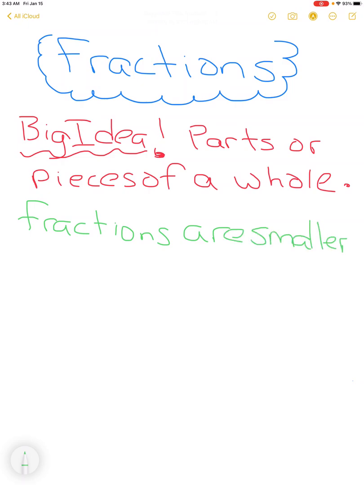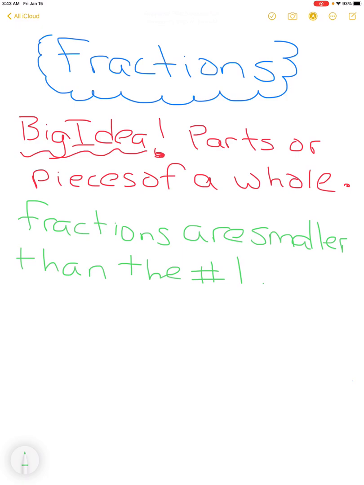Because they are parts or pieces of a whole number, that makes them smaller than the number 1. This is the symbol for number. Go ahead, make sure you write that down.